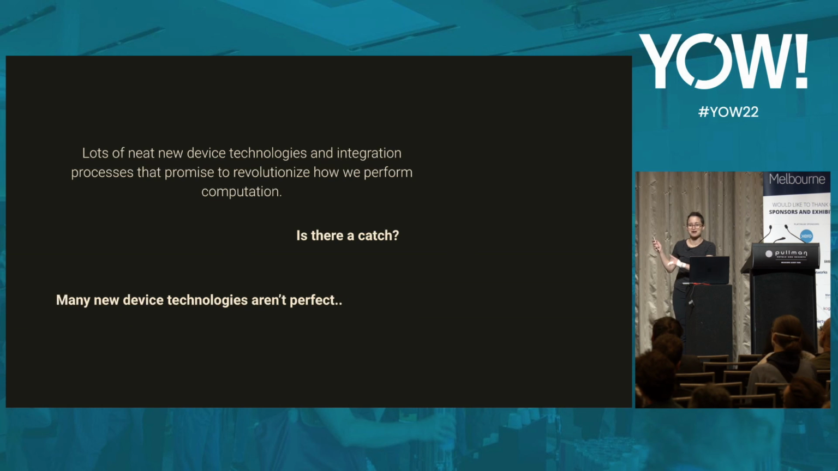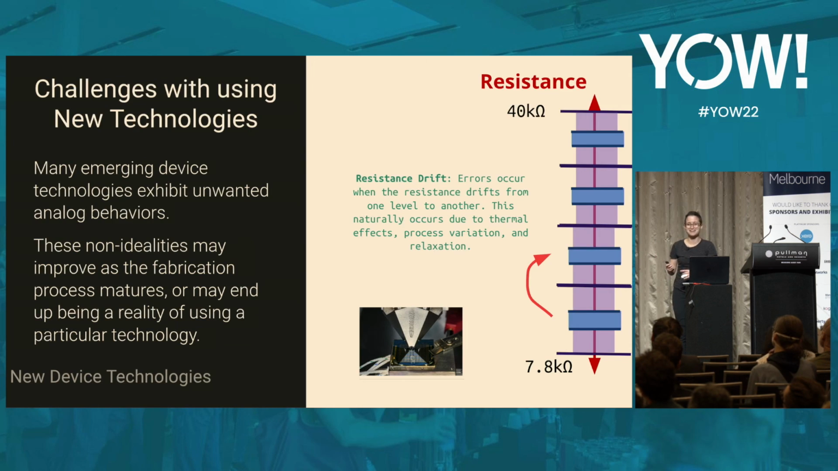Many of these new device technologies are not perfect. It turns out many of these emerging technologies actually exhibit unwanted analog behavior. These non-idealities, these analog behaviors, might disappear as fabrication improves, or they might just end up being a reality of using a particular technology. For example, with resistive RAMs, there's resistance drift. This issue has gotten better as people have fabricated different instances of resistive RAM, but it's still there, and it's a reality if you want to densely store data in RAM.